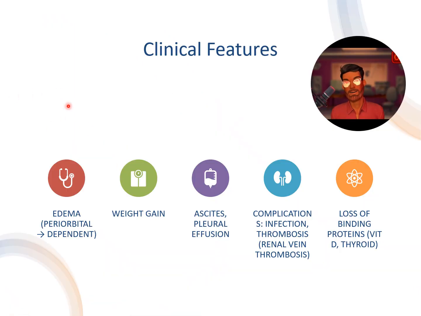What are some of the clinical features? Well, edema, periorbital in the morning, and then as the day moves along, goes to dependent areas like the legs, then back to the face in the morning. Tend to have weight gain, ascites, pleural effusion if the weight gain and edema is significant enough. Some of the complications of nephrotic syndrome: infection, thrombosis, renal vein thrombosis, which we'll talk about a little bit later, as well as loss of binding proteins such as vitamin D binding protein and thyroid.